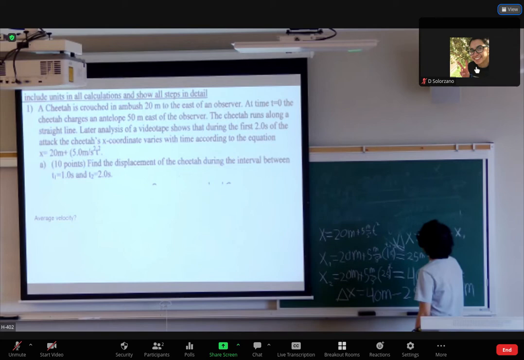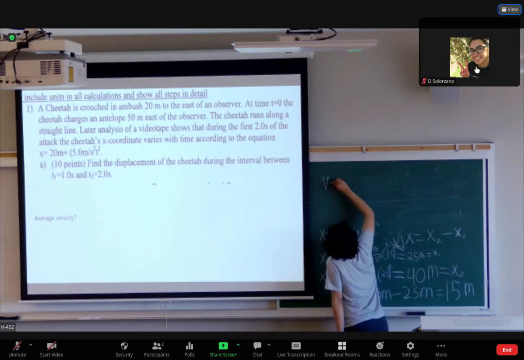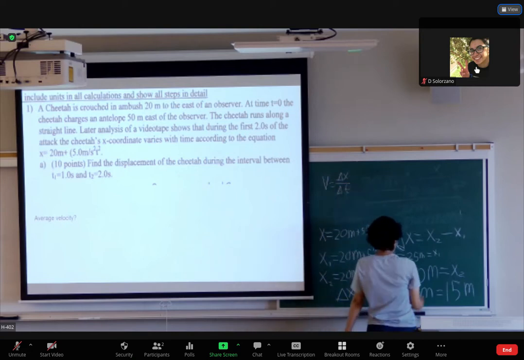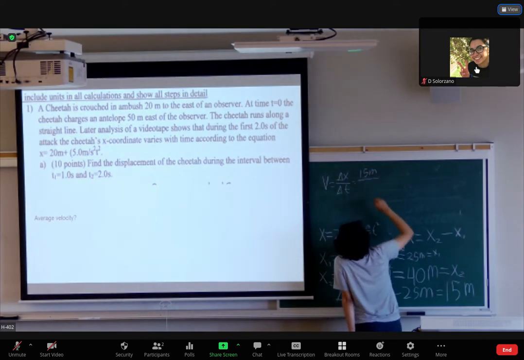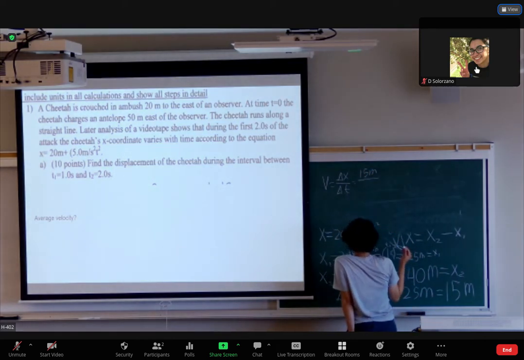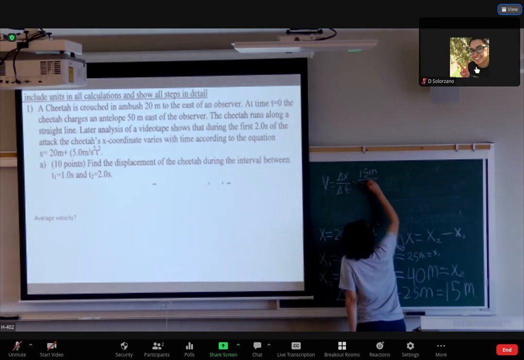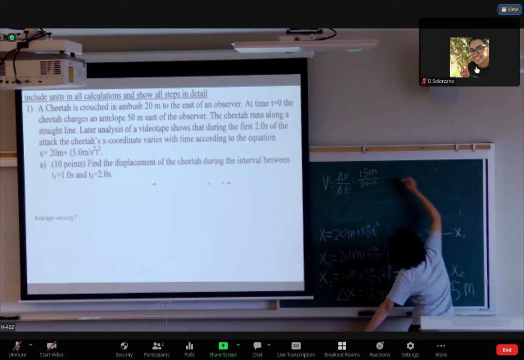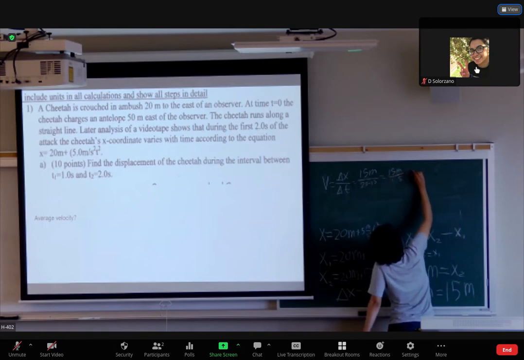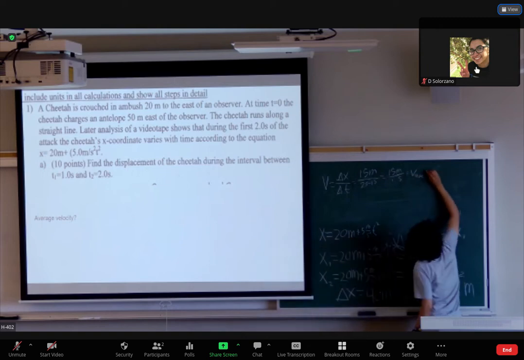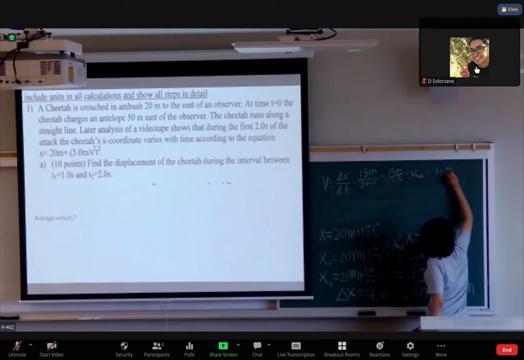So then now we need to find the average velocity. And remember, velocity is the same as delta x over delta t. So you have your two x's already. So you have your delta x, which you know is 15 meters, because you just found that. And then you have your delta t, which your first t was 1 second and your second was 2 seconds. So it's 2 seconds minus 1 second, right? And then that's going to be 15 meters over 1 second. So then your average velocity is 15 meters per second.